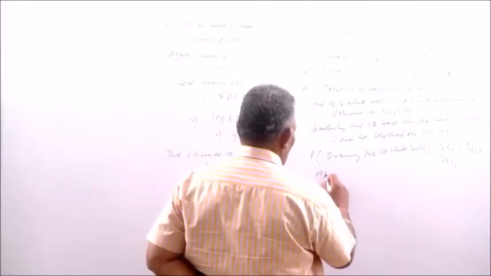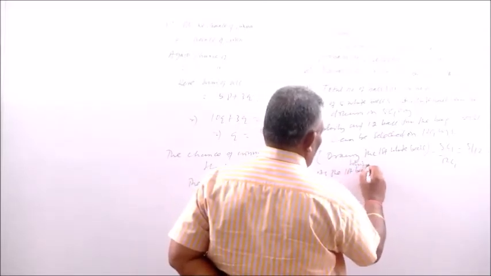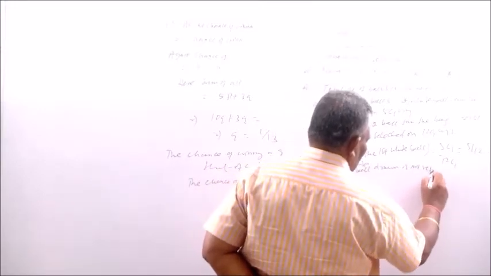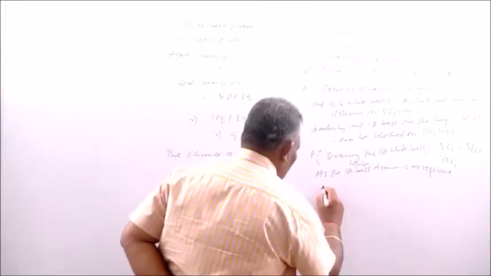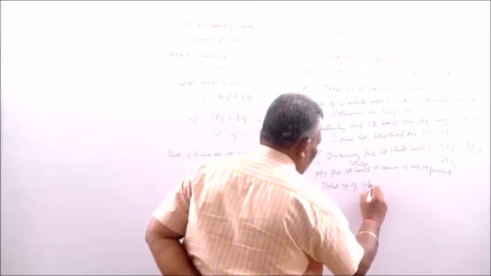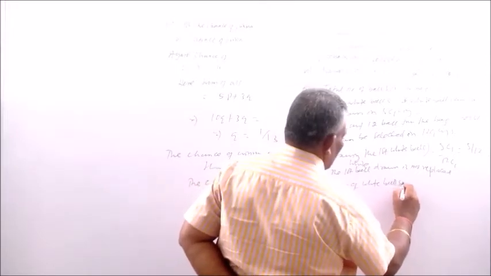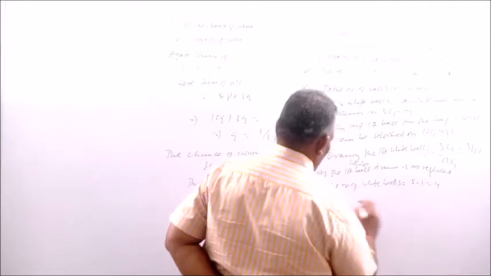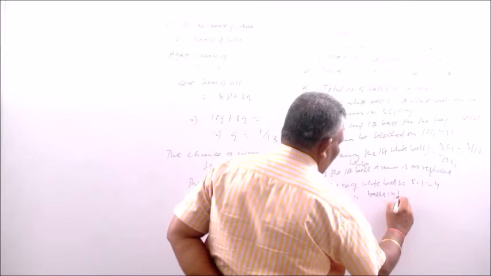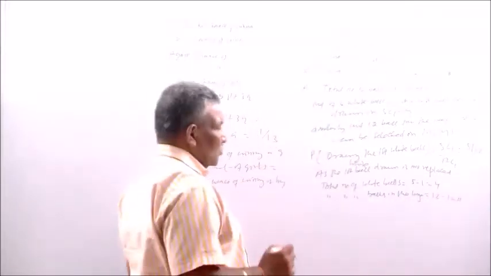As the first white ball drawn is not replaced, the total number of white balls equals 5 minus 1, which is 4. The total number of balls in the bag equals 12 minus 1, that is 11.